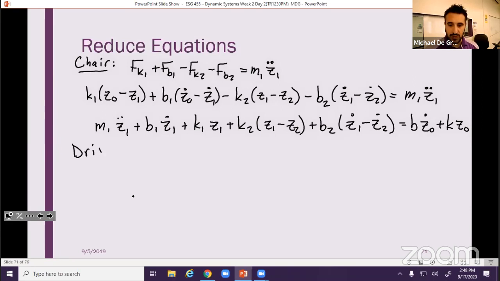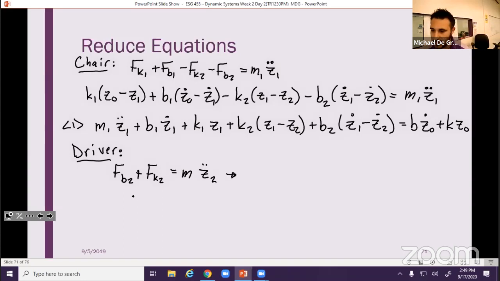And then we can talk about the driver, right? All right, so that's it. That's equation 1, done. Leave it alone, don't touch it again. We don't need to touch it beyond that. For the driver, what do we have? Well, on the driver, we only have negative FB2 minus FK2. No, sorry, those are positive on the driver. We have FB2 plus FK2 is equal to M Z double dot 2, right?